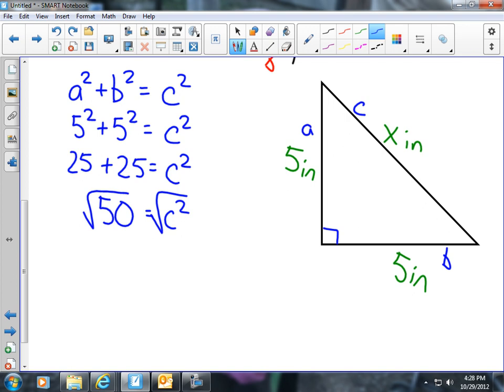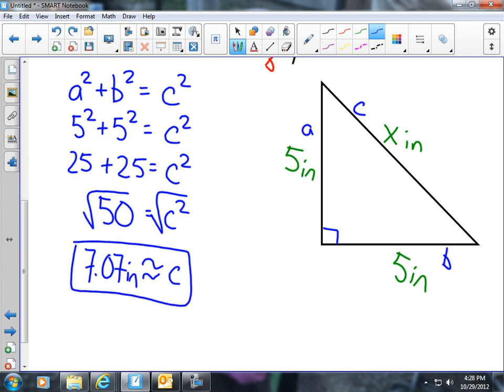extremely close to 7. When we go ahead and do this to the nearest hundredth, again, this is an approximate, we're going to have down that C is approximately 7.07 inches. And that is how we would solve this problem, to find the hypotenuse in this triangle.